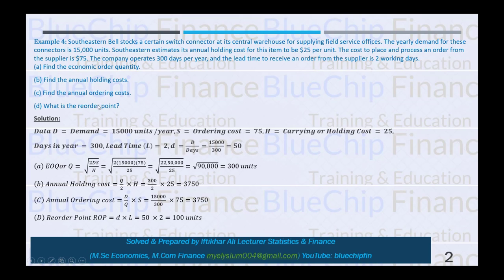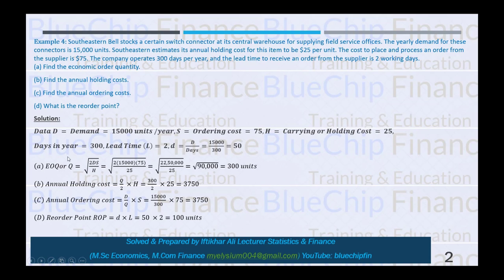So there are 4 different requirements. Find the economic order quantity, EOQ or simply Q, find the annual holding cost, find the annual ordering cost, and what is the reorder point. So in today's video, these 3 we already discussed in the previous lecture, but this one is a new thing, that is reorder point or ROP.